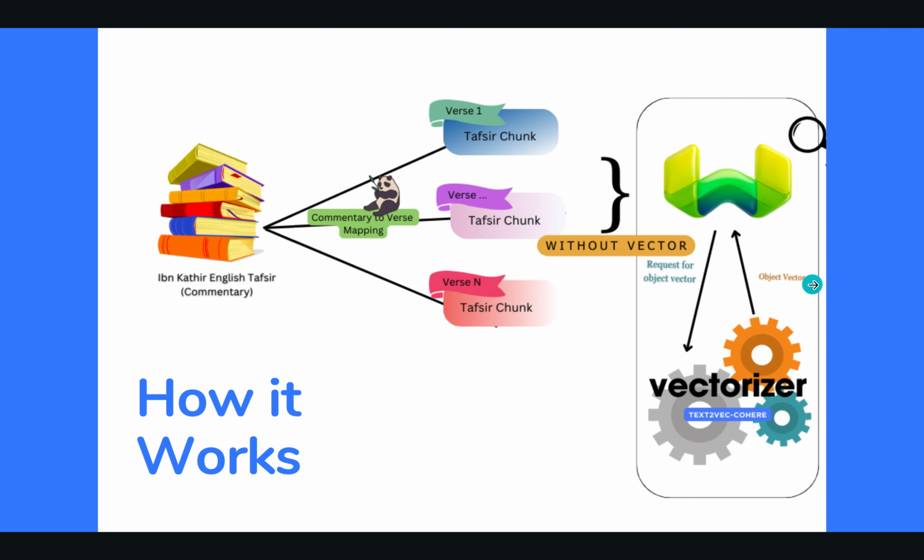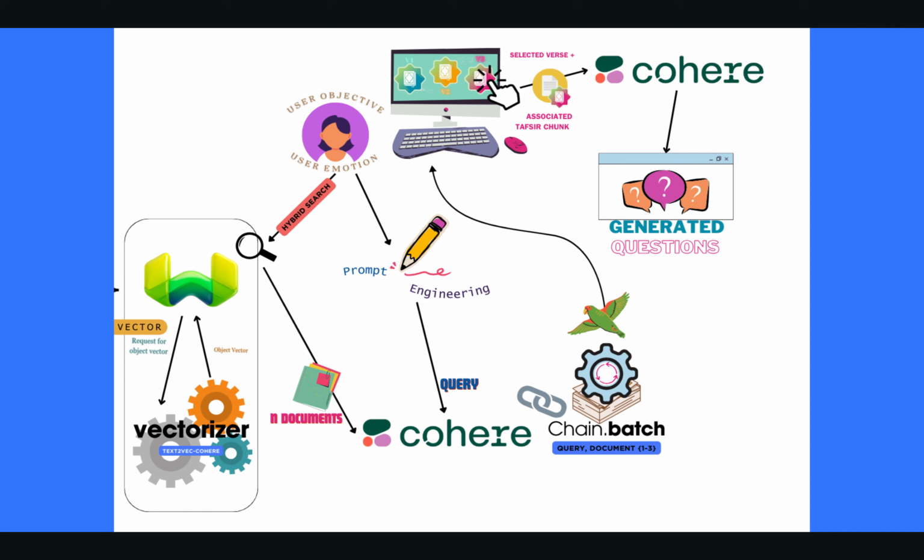Now when the user types in their objective and their emotion, it'll perform a hybrid search in Weaviate and Weaviate will return the related tafsirs to Cohere. In addition, we're taking that user objective and emotion and also passing it to Cohere after some prompt engineering. And using chain.batch for every document, we're performing the query to get that summary that we saw. This then returns not just the summaries, but also the associated verses to the user.